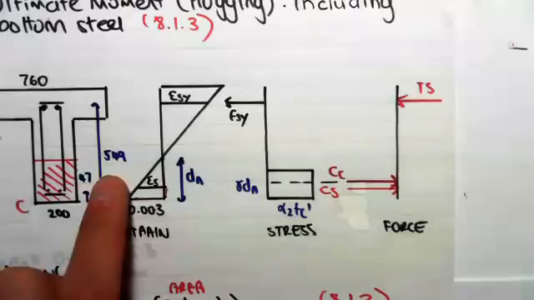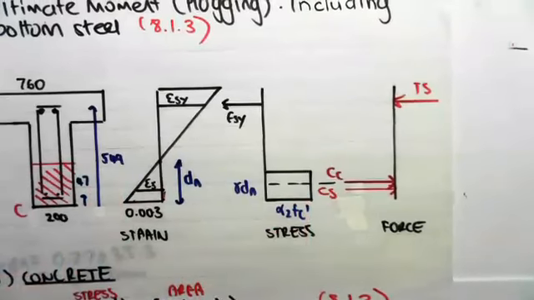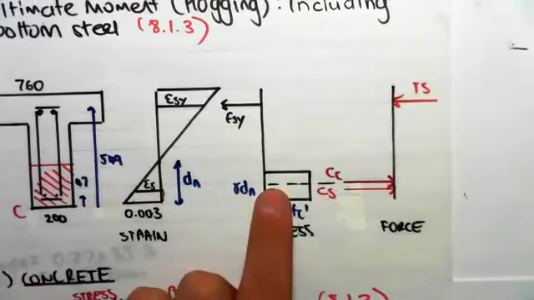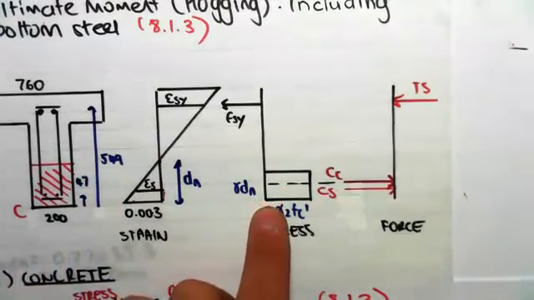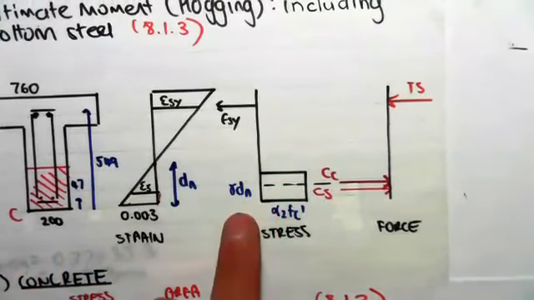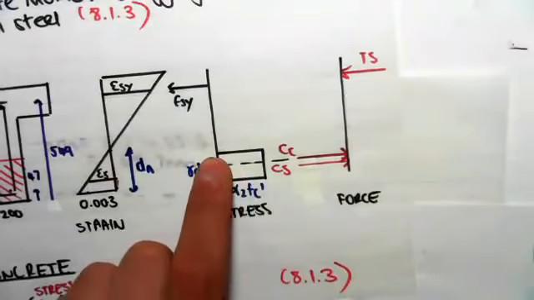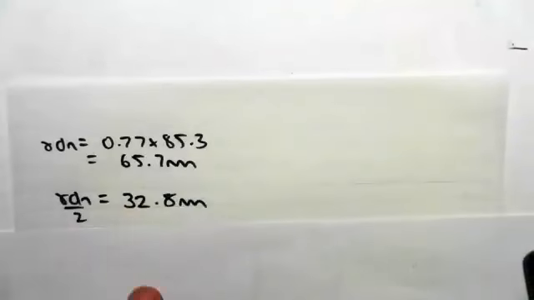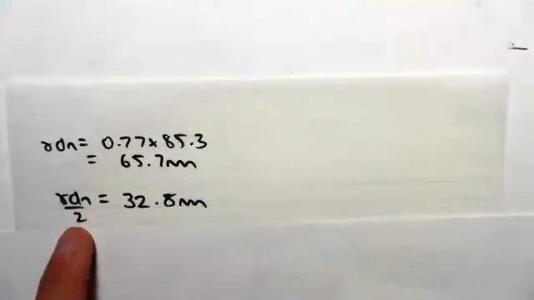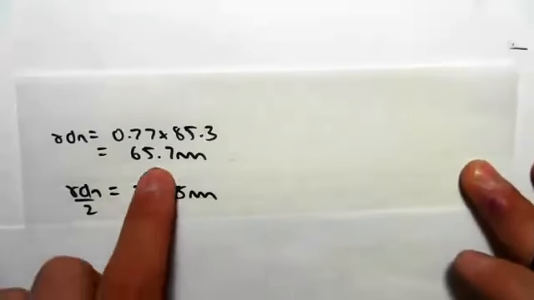and 549. And from the previous video, we said that the compression in the concrete acts at the center of the rectangular stress block. The height of the rectangular stress block is gamma dn. So we need to find gamma dn. So gamma was 0.77, dn is 85.3. So solving this, we'd get 65.7. And because it acts at the center, we need to divide this by 2. So gamma dn on 2 is 32.8.